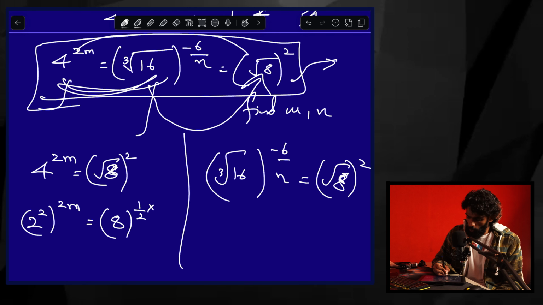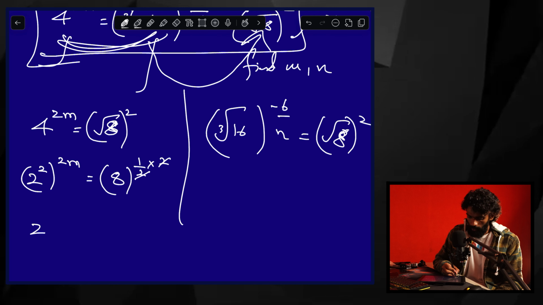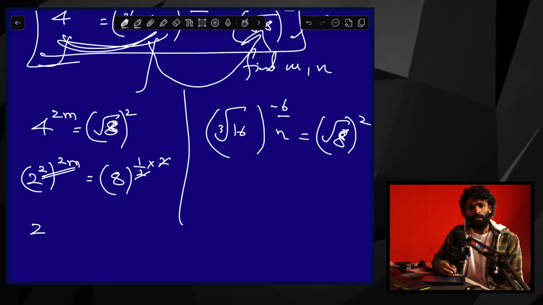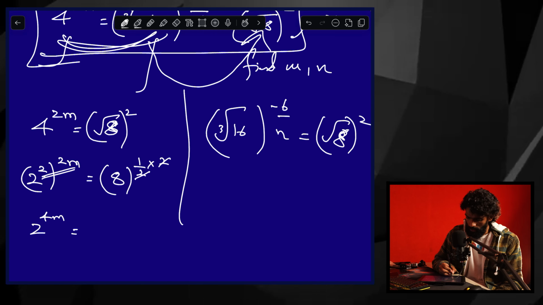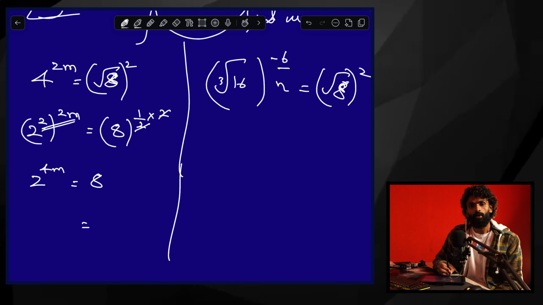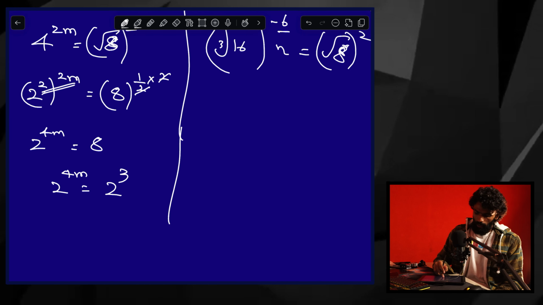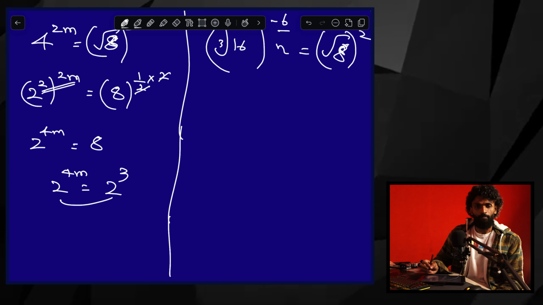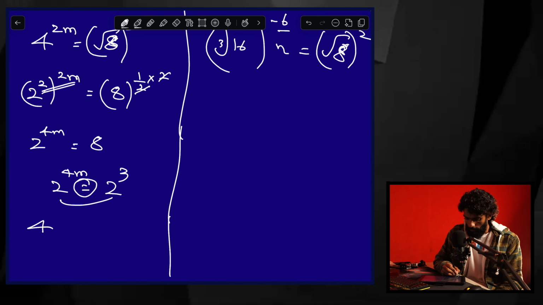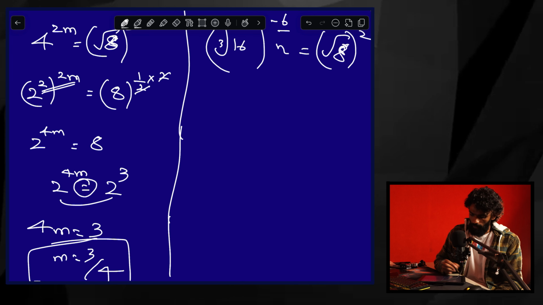Into 2 was automatically there. 2 and 2 get cancelled. Fine. Now left hand side becomes what? 2 to the power, 2 power ratio of the power, we multiply the powers, becomes 2 power 4m equals 8. If you see, it's almost simplified. Right hand side can be simplified more. What is 8 in terms of 2? 2 cube equals 2 power 4m. Left hand side, again, bases are same, and there's an equal to sign in between, which means we equate the powers. So 4m will be equal to 3, m will be equal to 3 by 4. Found the value of m.